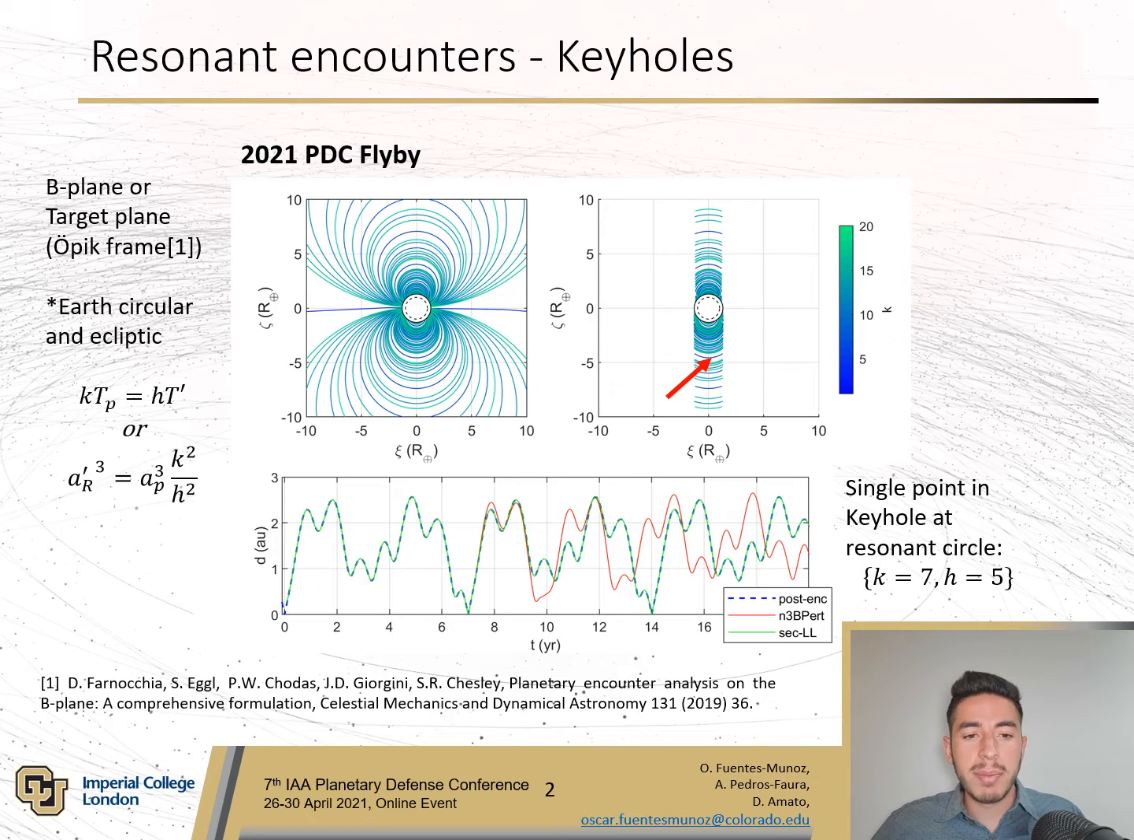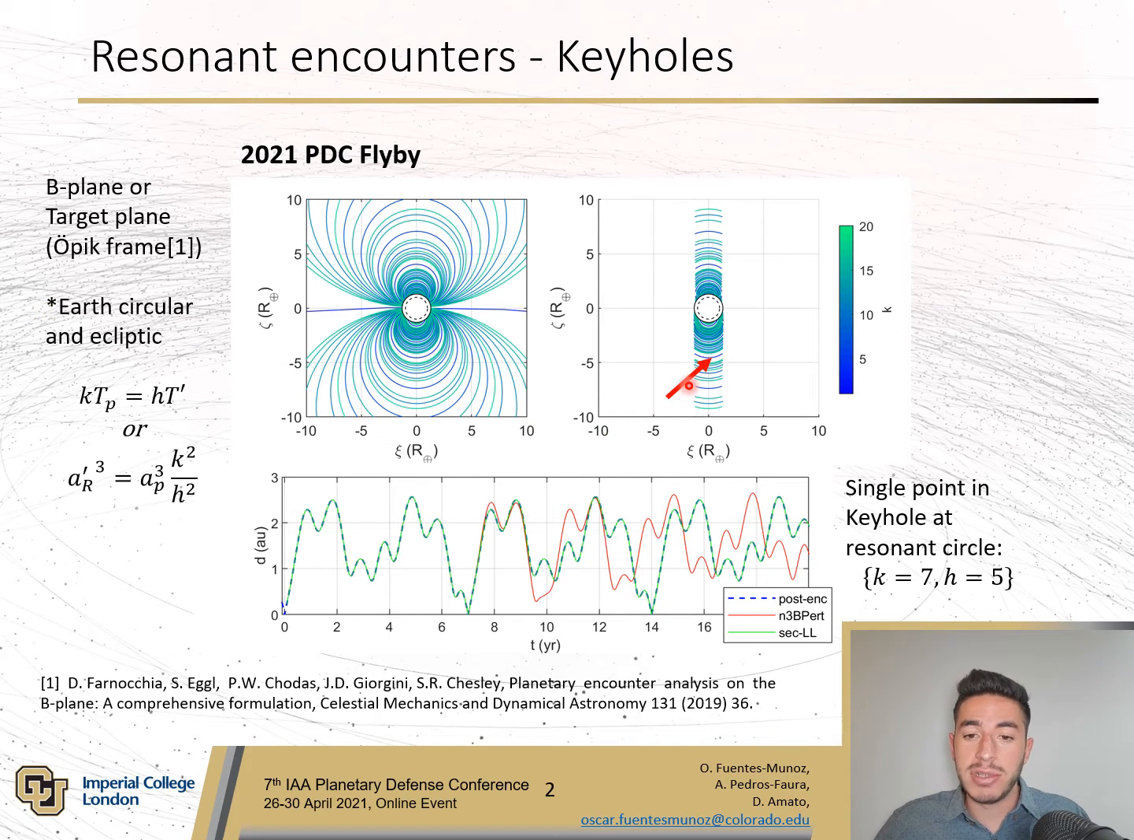We study them in the B-plane, and if we use the oblique frame coordinates, then we have G as our MOID, the minimum distance between the orbits of both the asteroid and the planet, and zeta is the timing of this particular flyby. If there's a future resonant encounter, it means that this encounter happens after k periods of the planet and h periods of the asteroid.